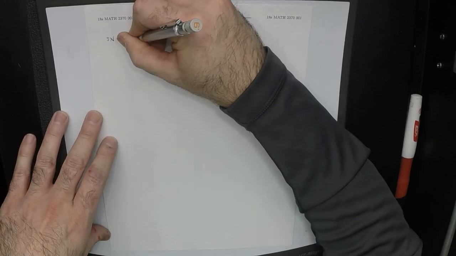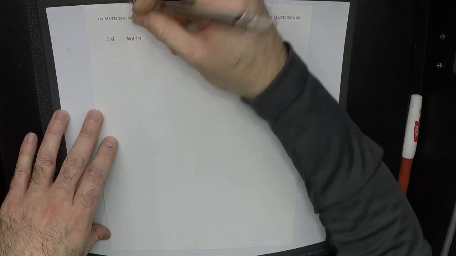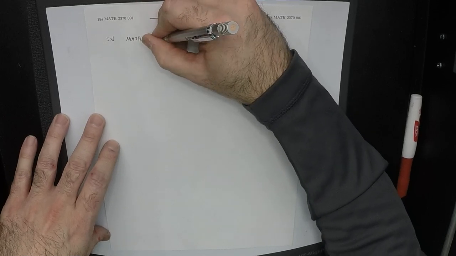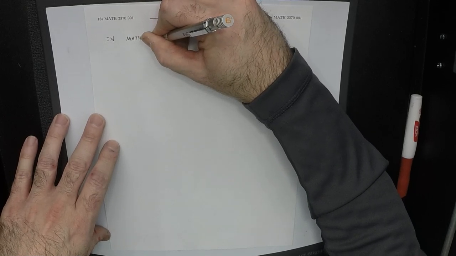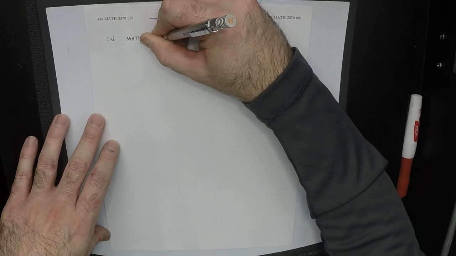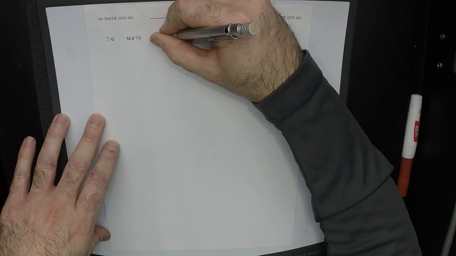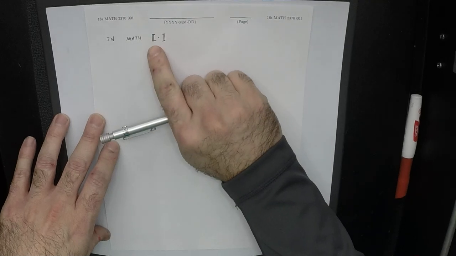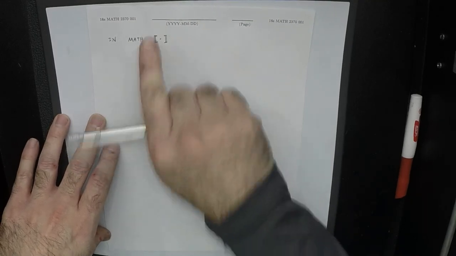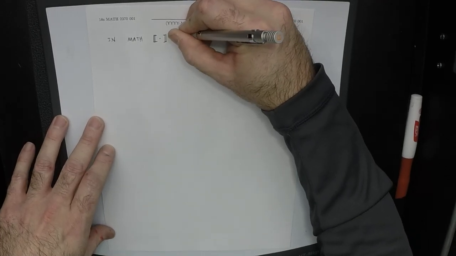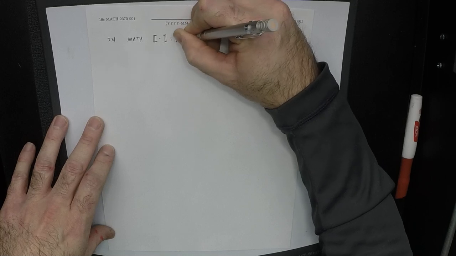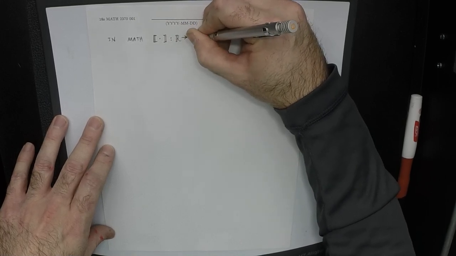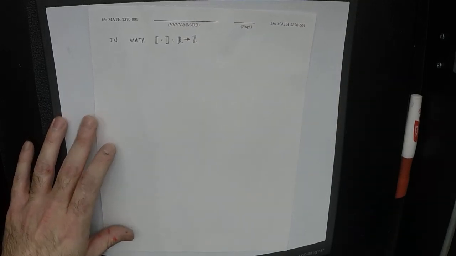In math, there is a function that is defined in the following way. It's denoted with a kind of square bracket where the vertical parts are doubled. It is from the reals to the integers, and this is called the greatest integer function.